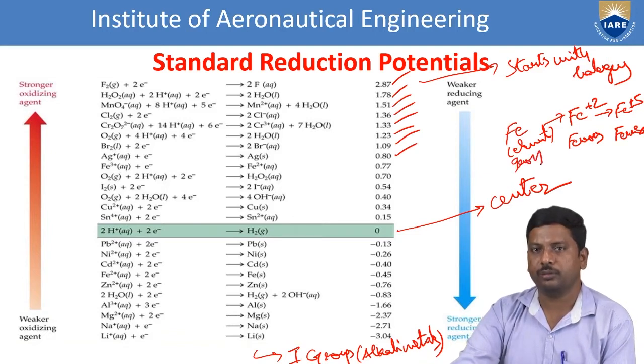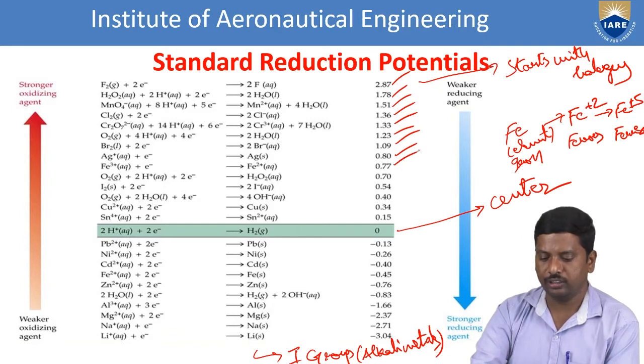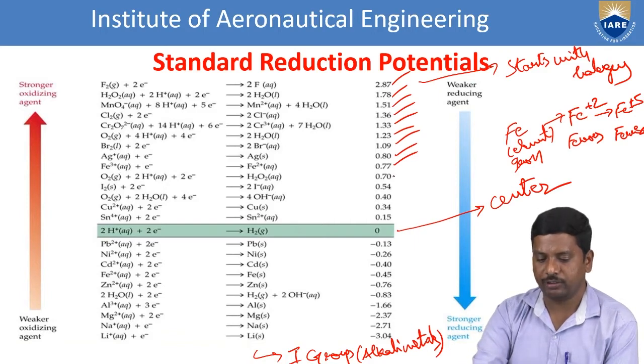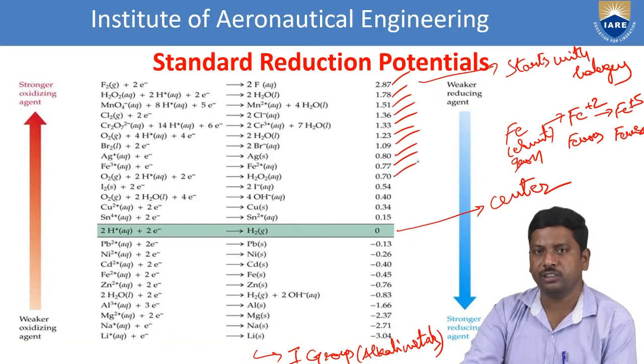Okay, so that means ferric also undergoes reduction with a single electron to get Fe plus 2. Nothing but ferric converts into ferrous, and its couple potential is 0.77 volts. And oxygen will also undergo reduction with 2 electrons to get hydrogen peroxide, with a potential nearly equal to 0.70 volts.